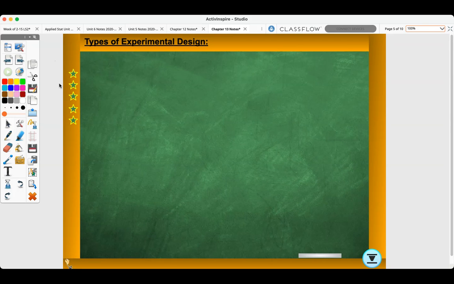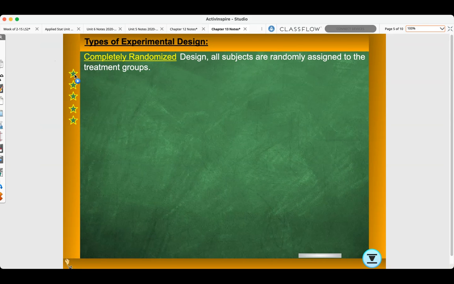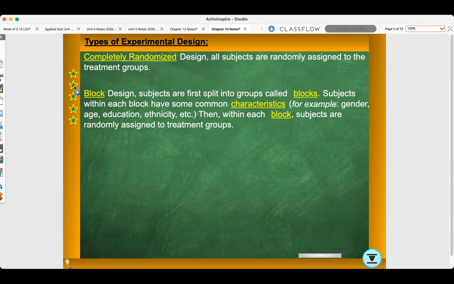Types of experimental design. Completely randomized design: all subjects are randomly assigned to the treatment groups. Block design: subjects are first split into groups called blocks. Subjects within each block have some common characteristics, for example, gender, age, education, ethnicity, etc. Then within each block, subjects are randomly assigned to a treatment group.